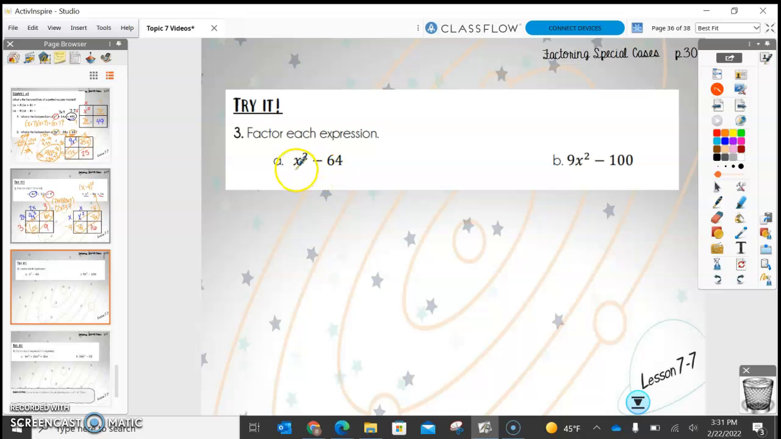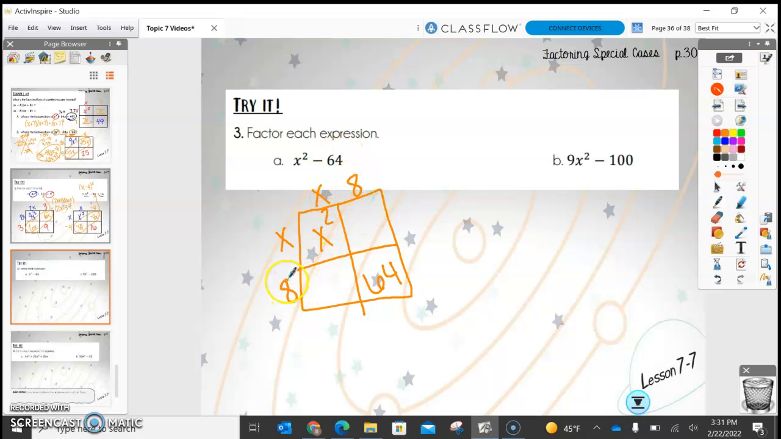Here we have x squared and 64. Your box could work here. So I've got my x squared and my 64. Notice it's perfect squares again, so I'm going to try it with a pattern. X times x makes x squared. 8 times 8 makes 64, so I'm going to go 8 times 8.